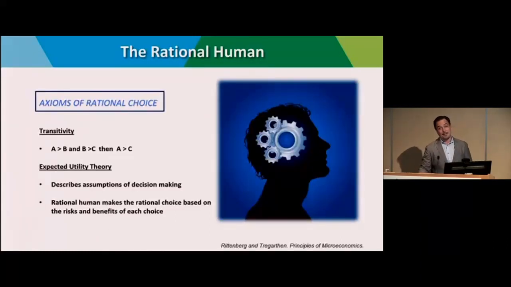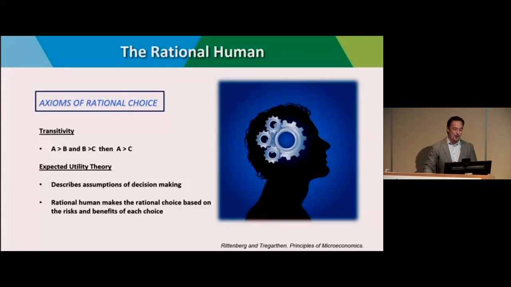A good example of this is breaking it down into the axioms of what they think of as rational choice, and just two of them I think are relatively useful. One is transitivity. What that says is, if I like A more than B and B more than C, then logic would dictate I would like A more than C. So if I like beer more than wine, but I like wine more than a cocktail, logically I should like beer more than a cocktail. But that's not always how we function.